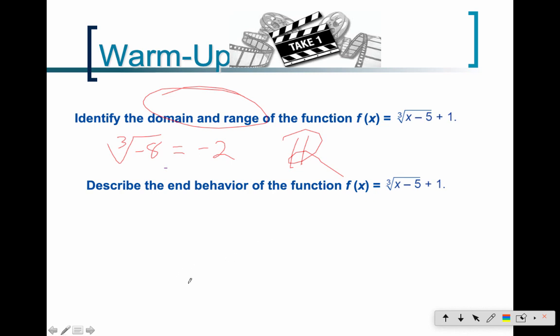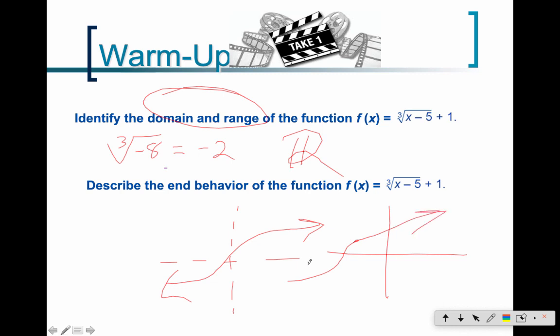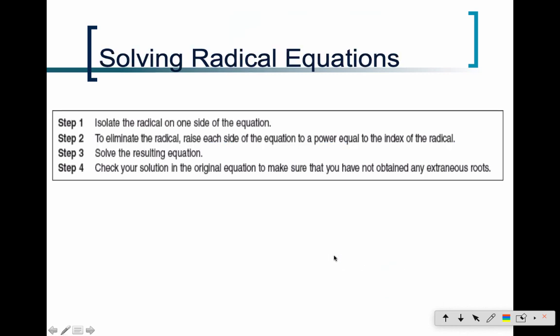And then the parent function of the graph kind of looks like that if you're on your axis. This one would be 5 right and 1 up, or 5 left and 1 up based on h and k, so it'd look like this. As we go to the right, we're going up. As we go to the left, we're going down.